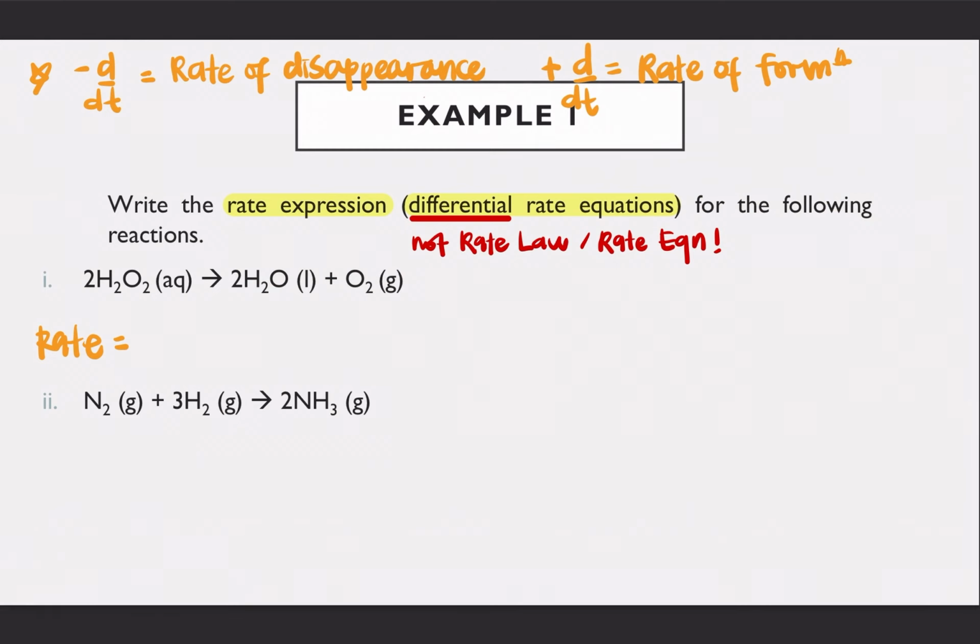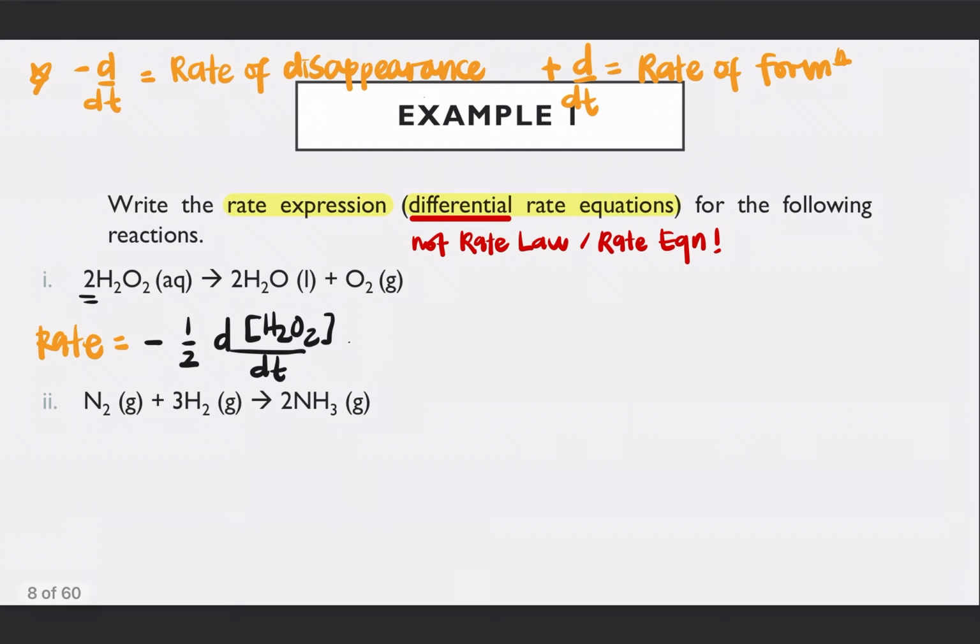Okay, so our first example, you need to write the rate expression ataupun differential rate equations. Okay, it is not rate law, not rate equation, ingat. Okay, so look at your balanced chemical equation. So let's try doing it. So look at your reactant first. So your reactant will have negative. So since it has 2 here, it will be 1 over 2 d concentration of H2O2 over dt.